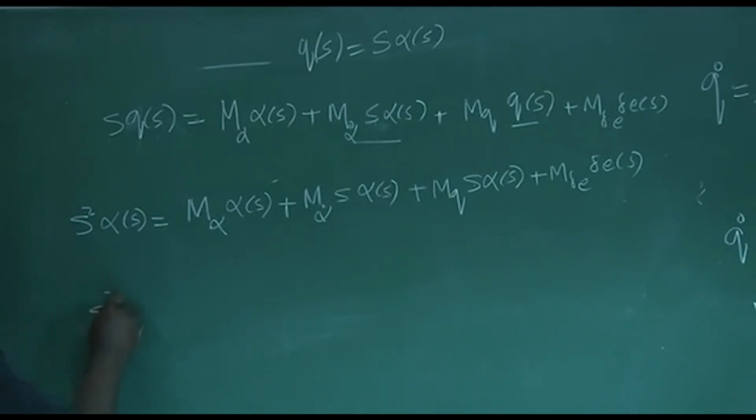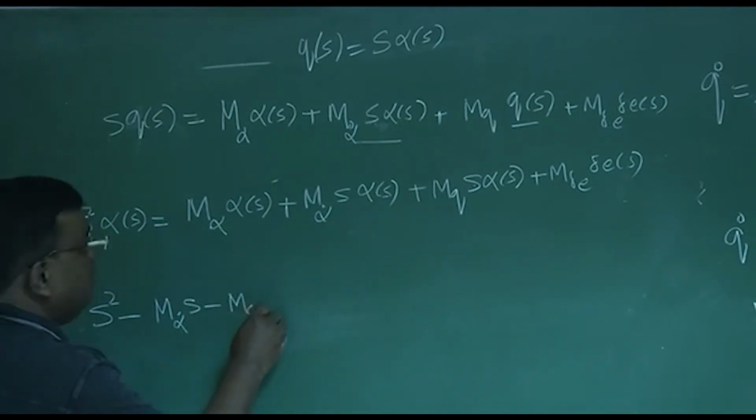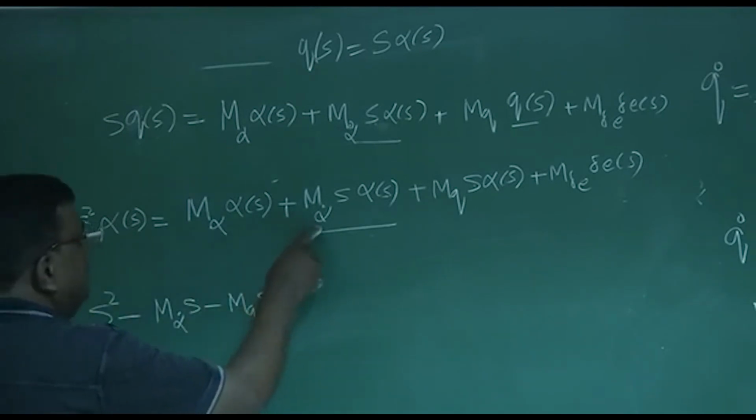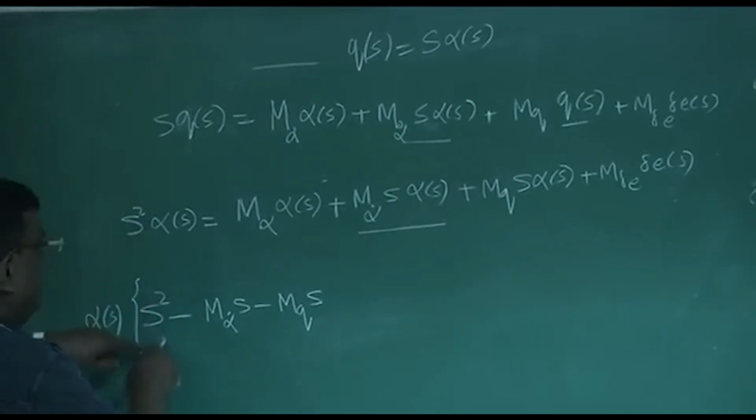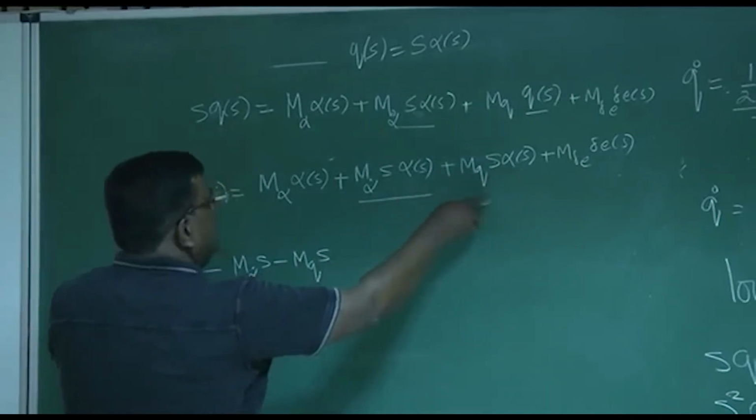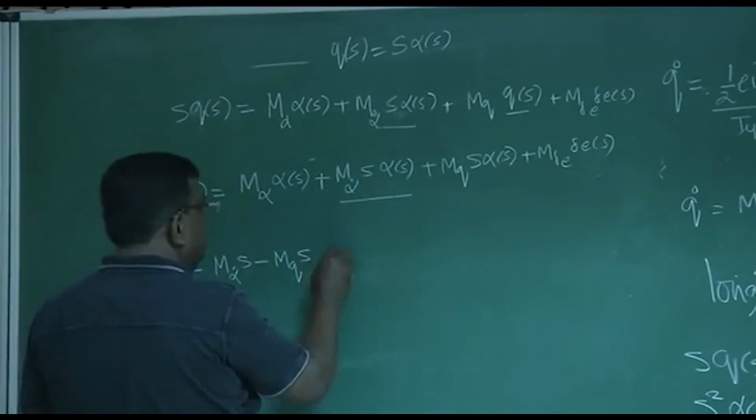I get S square minus M alpha dot S minus MQ S, that is S square minus M alpha dot S alpha S. So I'm trying to take alpha S common. For this S square, M alpha dot I bring it here, so this will be S M alpha dot. MQ I'm taking here, so it will be MQ S. Now M alpha I take it here, so it will be minus M alpha.